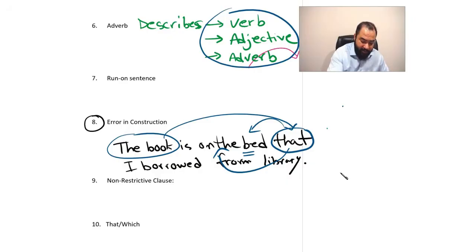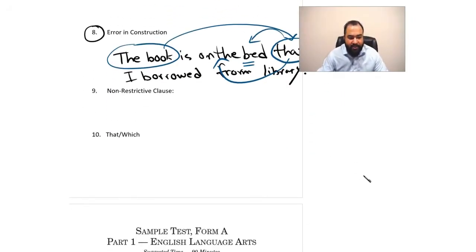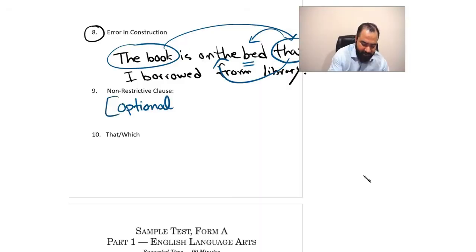Okay, now let's work on non-restrictive clause. What is that? Non-restrictive means this is a clause that's an optional clause. Optional means something that's not important to the sentence at all. Like, let's make a sentence.